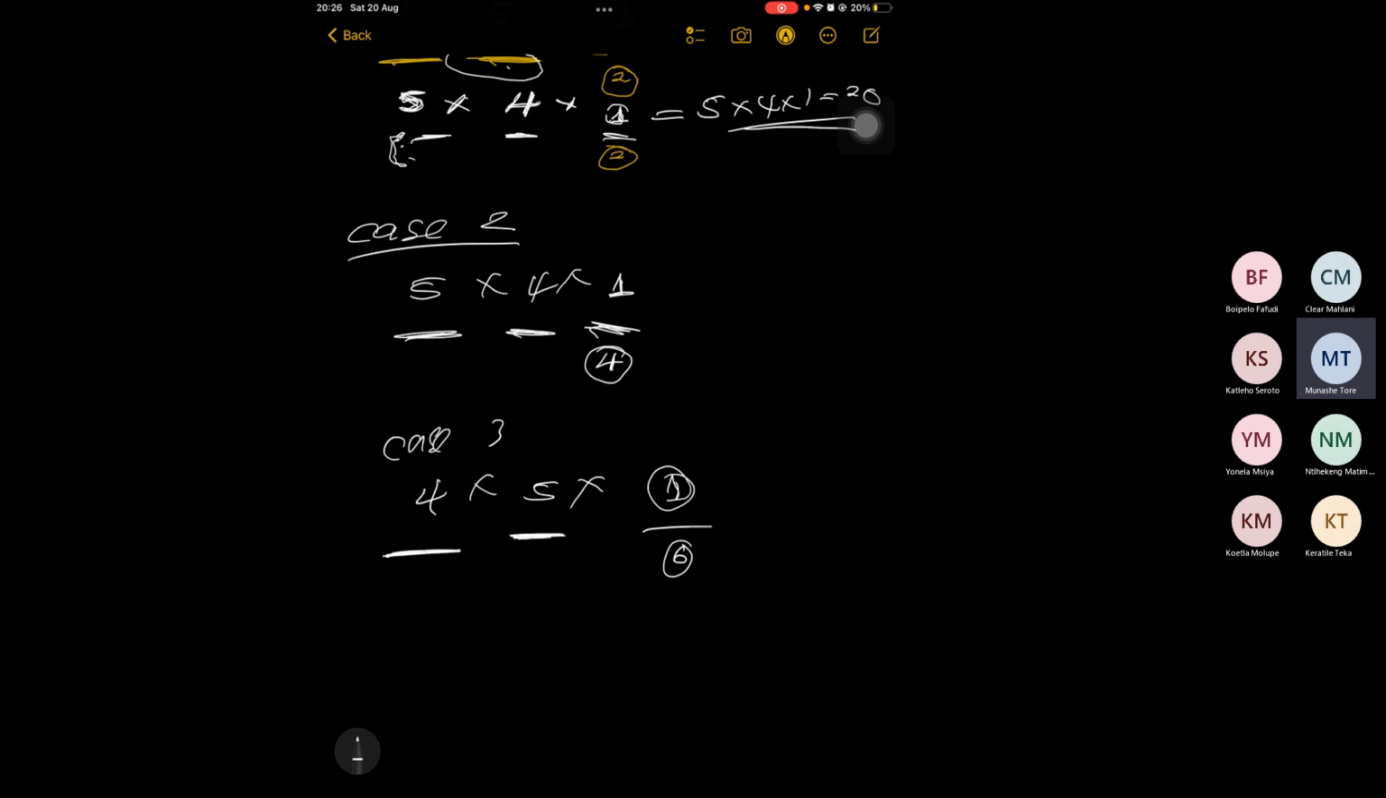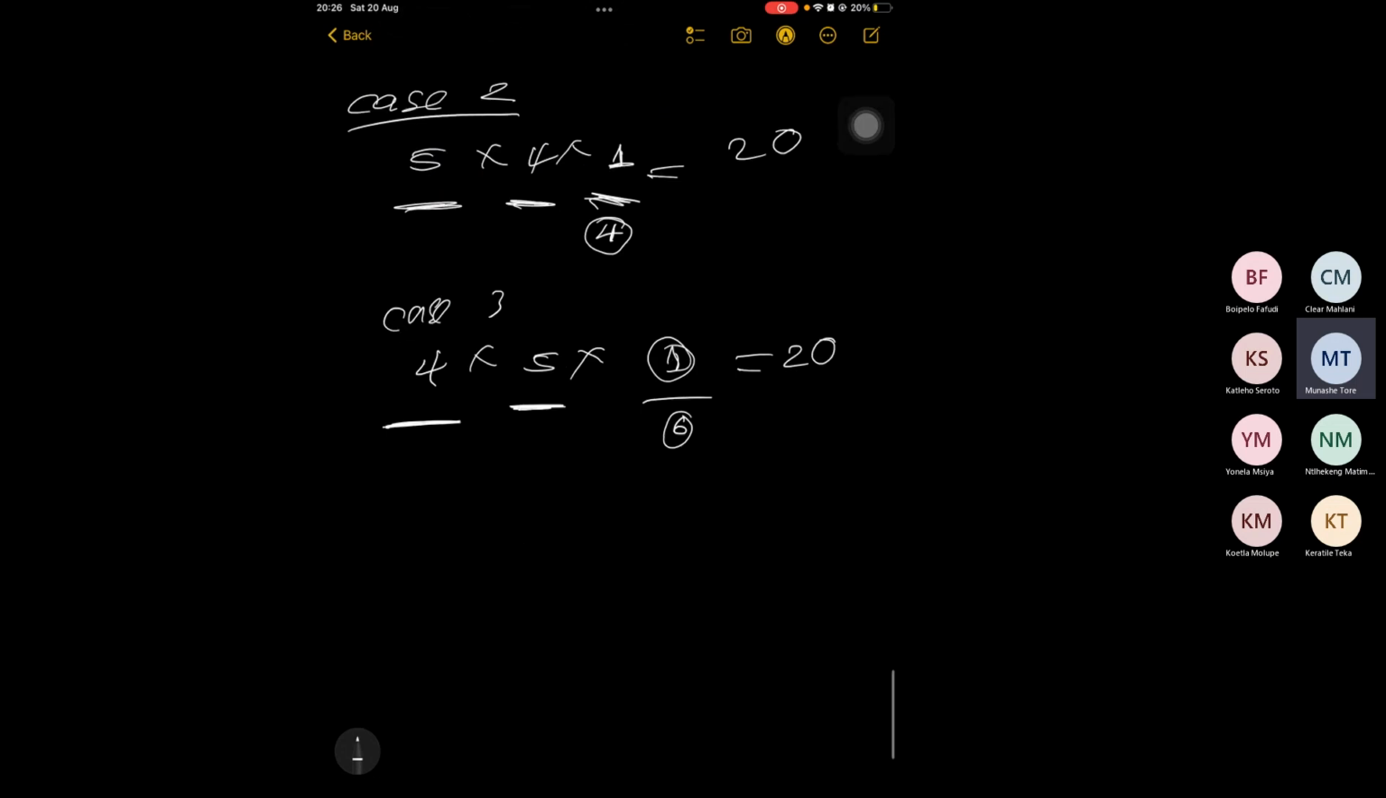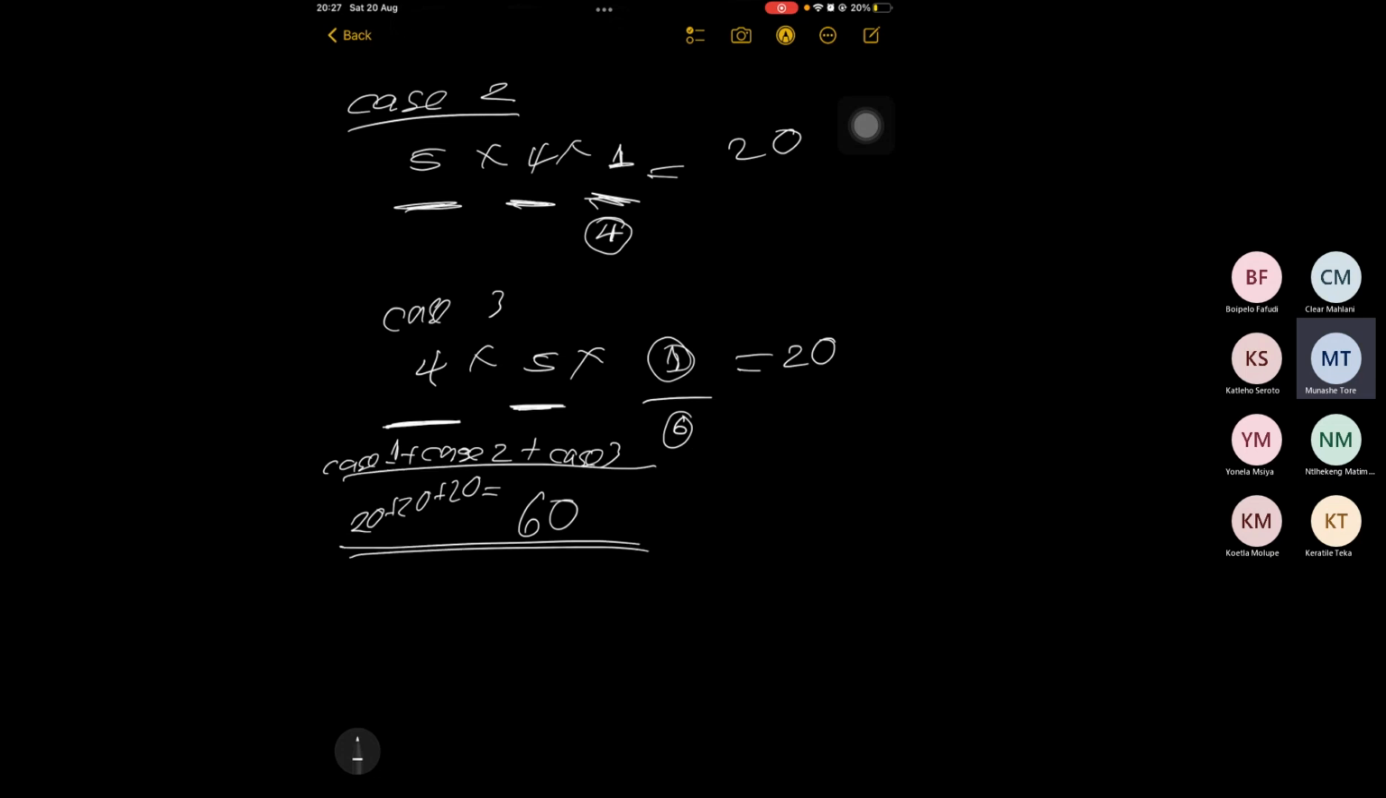So it's going to be times this. So this is also 20. This is also 20. So how many positions can you come up with? It's 60, which is 20 plus 20 plus 20, which is case number 1 plus case number 2 plus case number 3. The moment you do the summation of these cases, then it's going to be this.